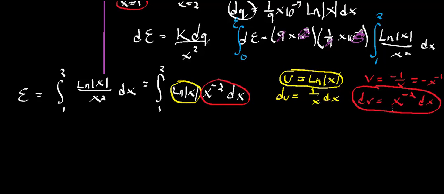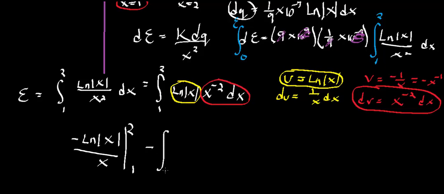So now let's actually do the integral. The way you do an integration by parts integral is, once you have these values set, you take the product of u times v. The product of u times v in this case is negative natural log of the absolute value of x divided by x, evaluated from x equals 1 to x equals 2. And then you subtract off from that the integral of the same bounds of v du.